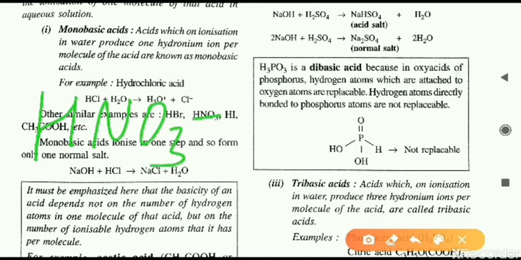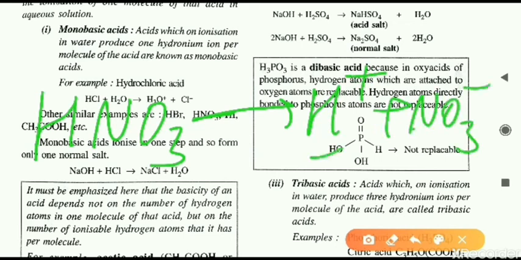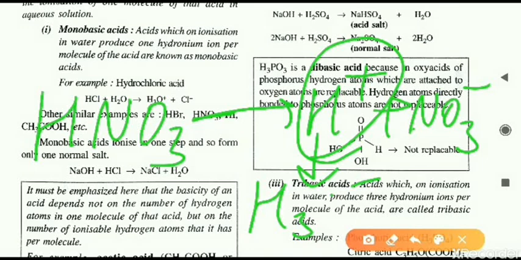Now if it is dissolved in water, what we will get? We will get H plus and NO3 minus. Now this H plus will dissolve in water and ultimately we will get H3O positive. So now one molecule of nitric acid produces one hydronium ion. Because of this it is called a monobasic acid.